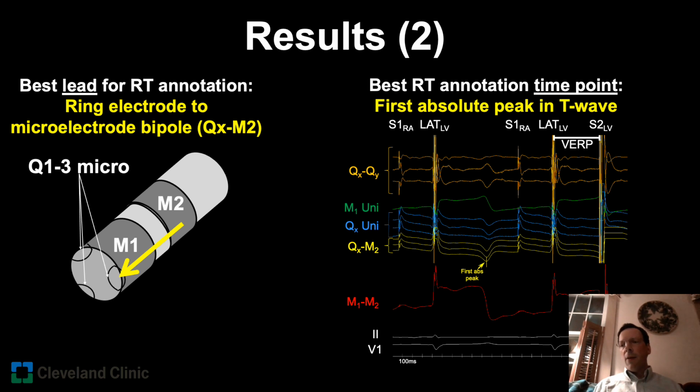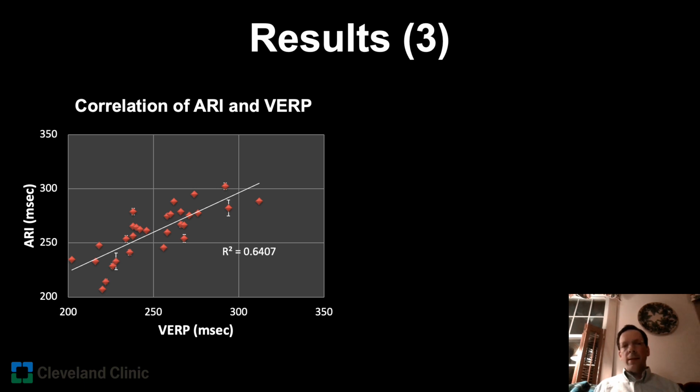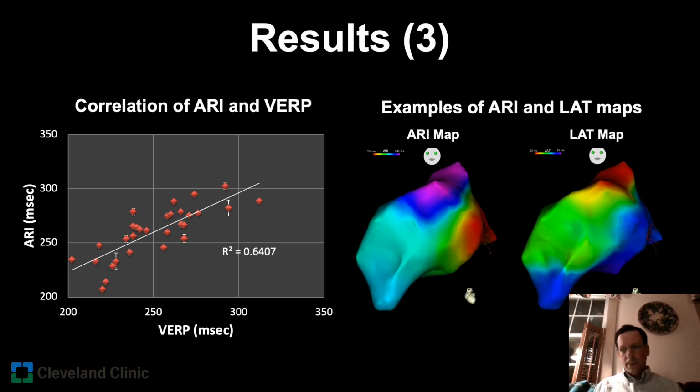The best ARI-VERP correlation was seen when repolarization time measurement was taken at the earliest absolute peak in the T wave, seen in any of the 3 bipolar leads that incorporated the microelectrodes and the ring electrode. This is highlighted with a yellow arrow. This best ARI-VERP correlation is shown in the left panel.